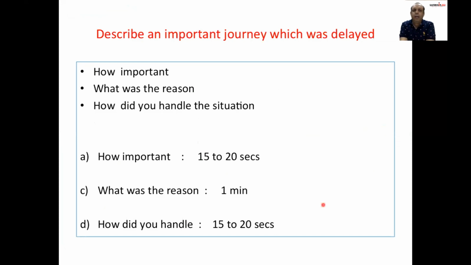अगर आप घर पे भी हैं तो तैयारी करने का तरीका क्या है? आपको क्वेश्चन मिला, तीन क्यूज मिल गए हैं, उसका तरीका क्या है? पहला वे, the first step is how important. आपको how important के ऊपर 15 से 20 सेकंड तक सोचना है। आप ज्यादा भी बोल सकते हैं, that is your choice. What was a reason, इसके ऊपर आपको एक मिनट बोलना है. How did you handle, 15 से 20 सेकंड तक बोलना है. तो एक मिनट 40 सेकंड तक आप तकरीबन बोल सकते हैं if you follow the instructions of mine.